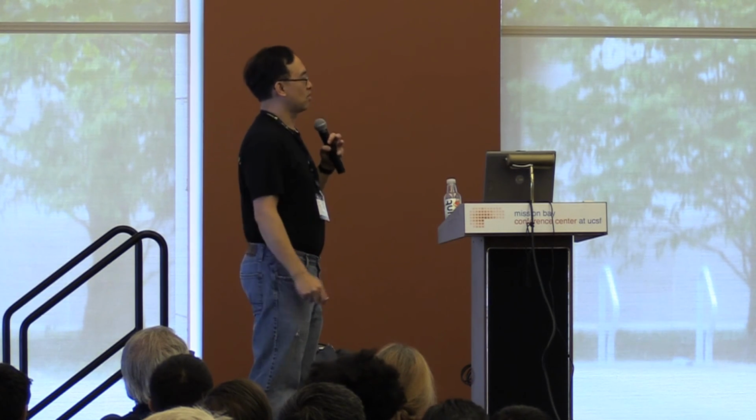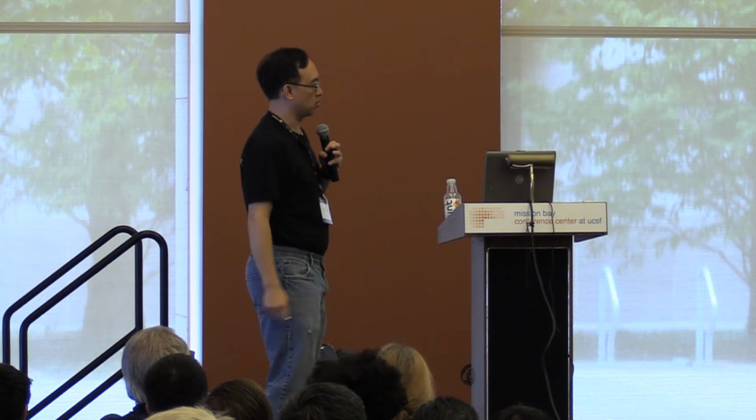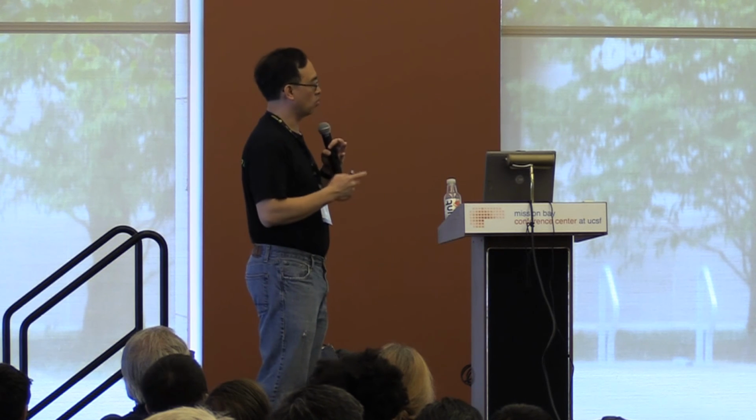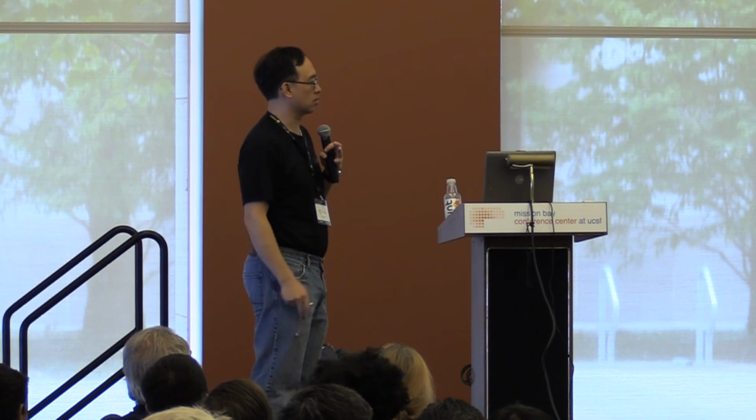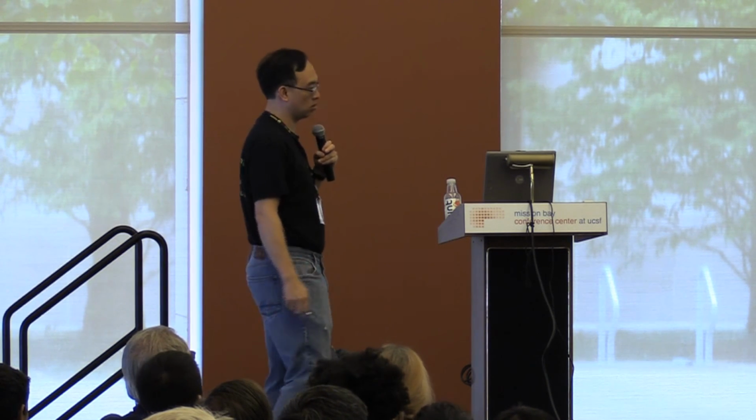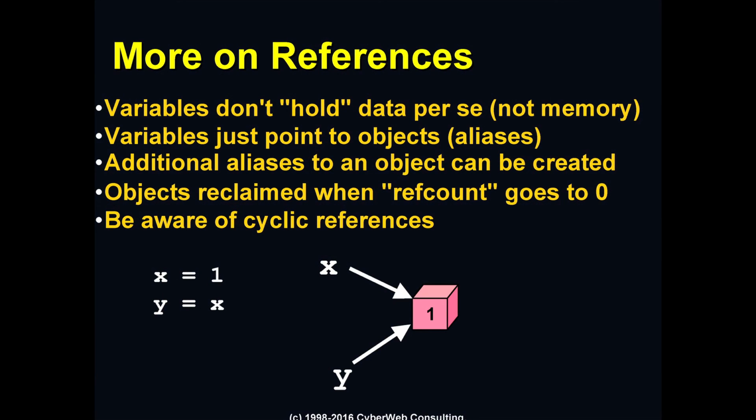Anyway, so references are also called aliases. The reference count is used to track the total number, but you have to count where it increments and where it decrements. Okay, and again, objects are only garbage collected when the ref count goes to 0.